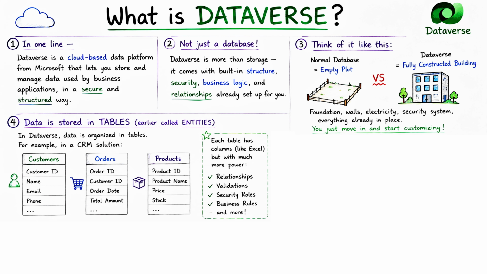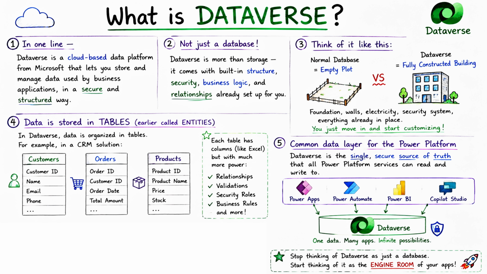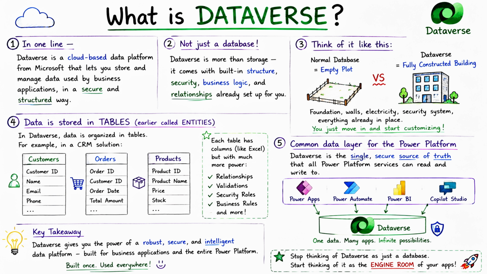Each table has columns, just like an Excel sheet, but with more power behind it: relationships, validation, security rules, and business rules. And here's the important part. Dataverse is a common data layer for the entire Power Platform: Power Apps, Power Automate, Power BI, and even Copilot Studio. They can all read and write to the same Dataverse table. So instead of every app having its own separate database, everything is connected in one shared, secure source of truth.